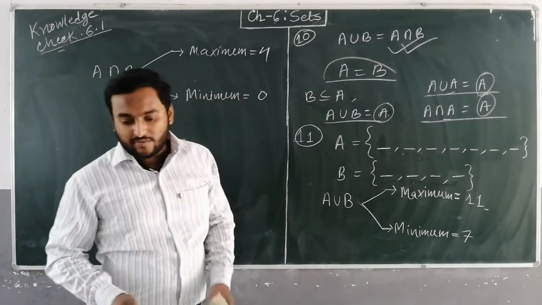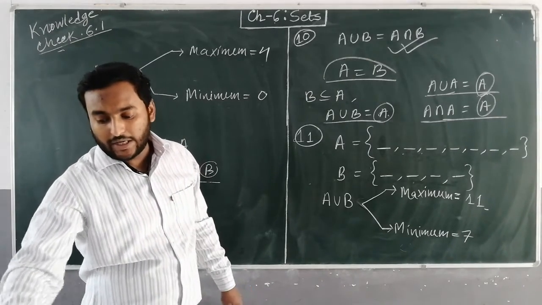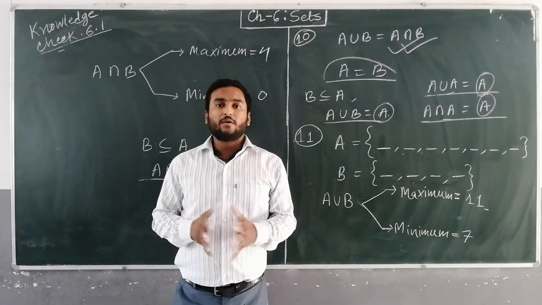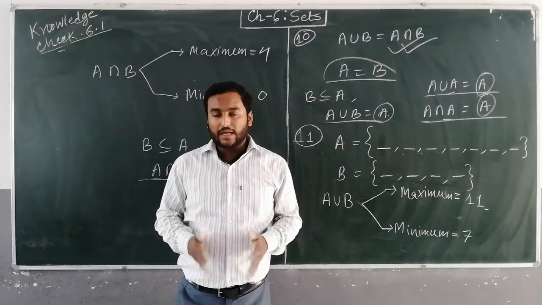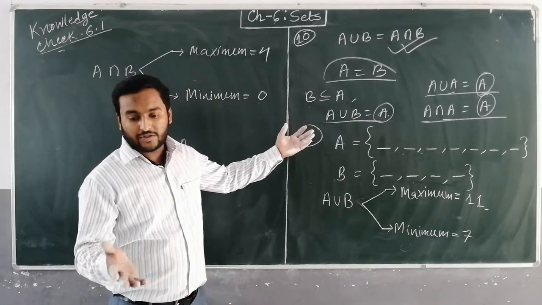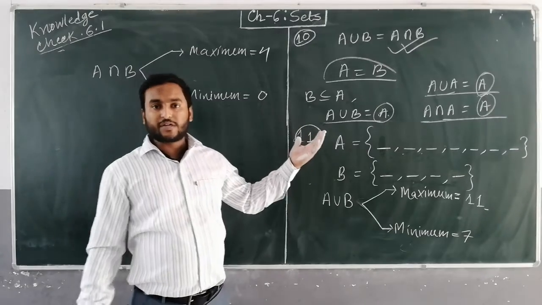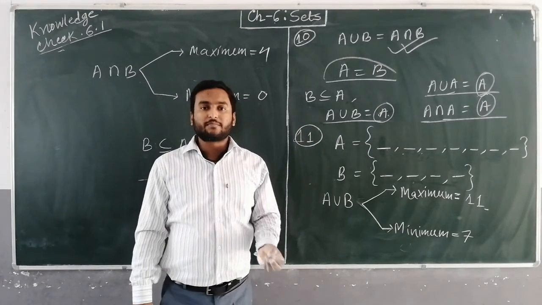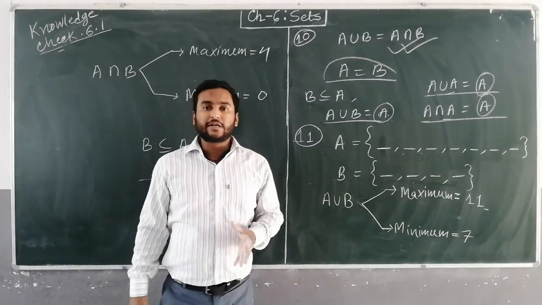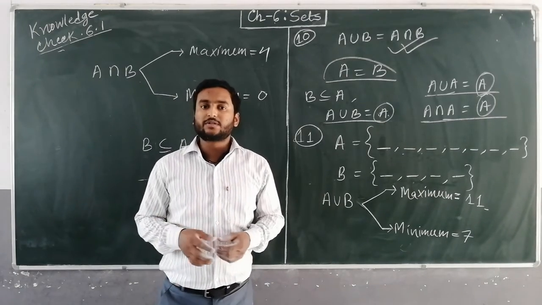So this is all about knowledge check 6.1. In the next class we will discuss the next topic, types of sets by Venn diagram. Till then, revise all these things. Read the knowledge check 6.1 questions very carefully, try to solve them by yourself, and practice again and again. See the examples and the theoretical part also. In the next class we will start a new topic.